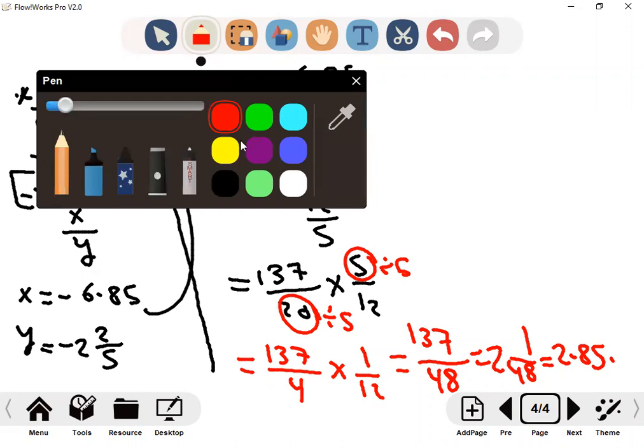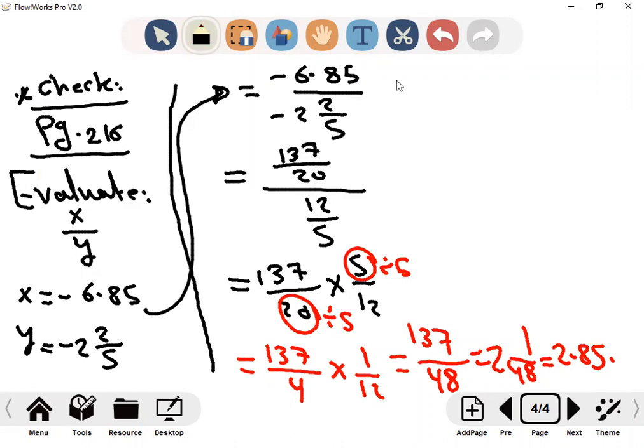This is the check of example 3. Your homework for today is page 219. Do your homework and bring it with you tomorrow. Any questions about the lesson? Ask me. Any question about the lesson, you can ask.